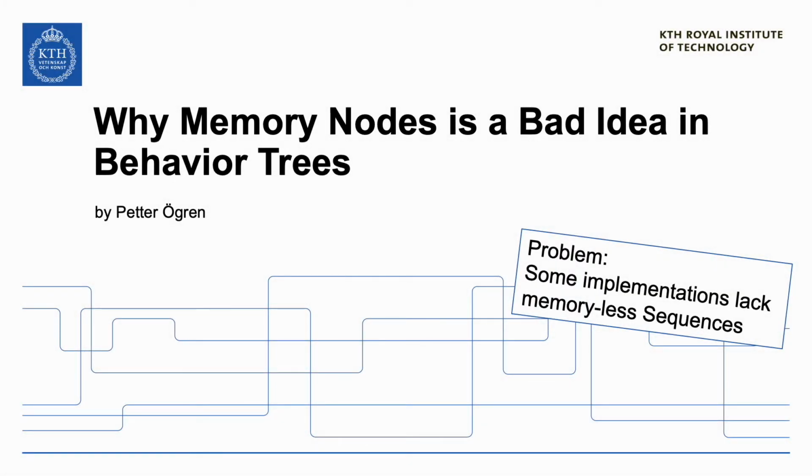Hi guys, today we're going to talk about why memory nodes are a bad idea in behavior trees. The problem is that some implementations lack memoryless sequences. They only have memory nodes. And what can we do about that?